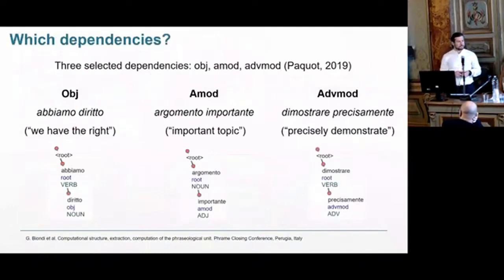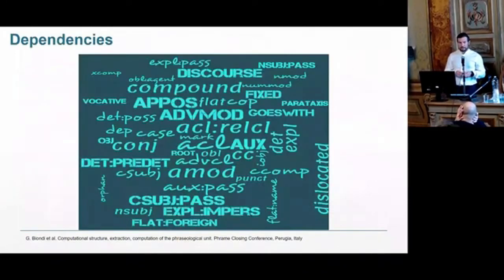Which dependencies? It was always a matter of what to choose. The three, direct object, adjectival modifier, and adverbial modifier, were the ones chosen in the FRAME project for analysis. So we focused on candidate phraseological units that were composed by two words connected by one of these dependency links. And here you see three examples, one for each dependency. But of course, the list of dependencies is much longer.